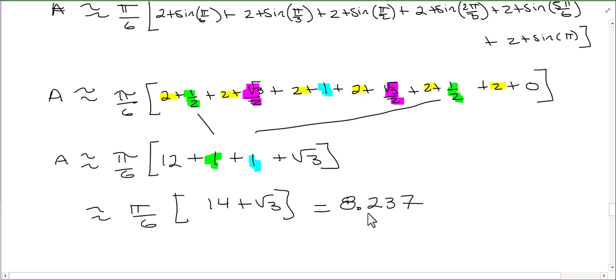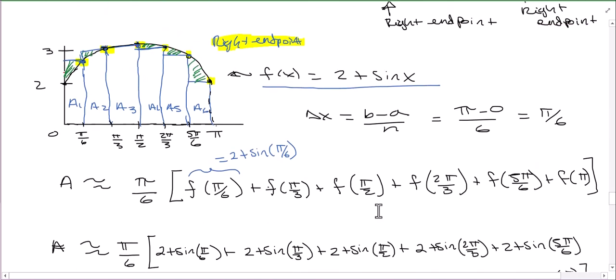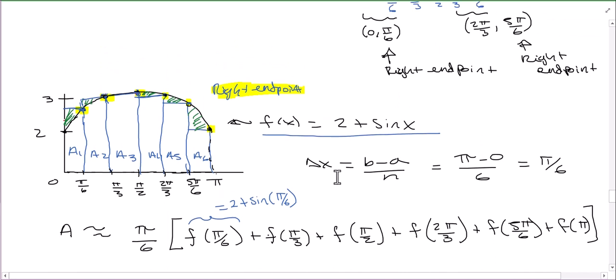So if you're doing this on homework, just be mindful, pay attention, how many decimals are you being asked. So if it's 3 decimal places, this will be it. If it was 2 decimal places, it will be 8.24, and so on. So this will be our approximation for the area under the curve y equals 2 plus sine x on the interval 0 to pi, using right endpoints.